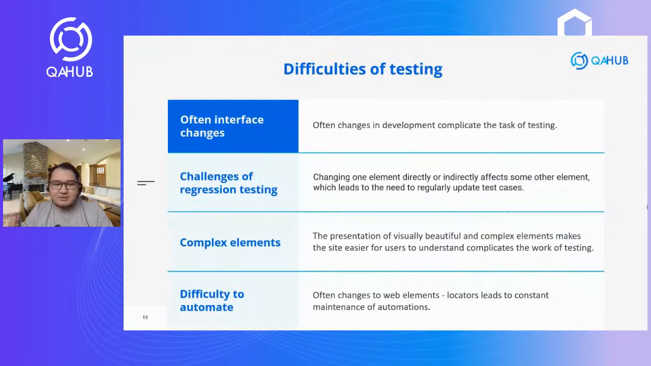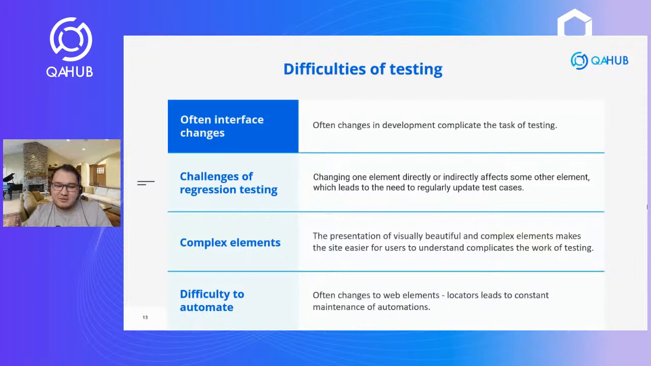Now we're going to talk about the difficulties of testing. The first point, as you know, a lot of projects work in flexible methodologies, and iterations usually last from 1 week to 3 weeks, and in those iterations we have a lot of changes in development. So when we have so many changes in UI, it's kind of challenging for our testing process.